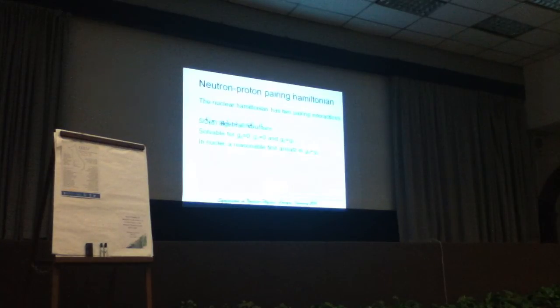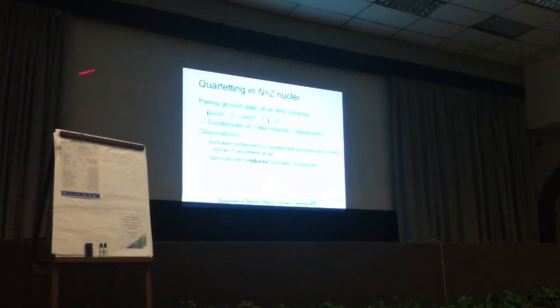And then you can ask yourself, do we have any condensate structure for neutrons and protons, just as we had for identical fermions? That happens to be the case. I look here at the specific case of N equals Z nuclei. If you have this pairing Hamiltonian, which I showed in the previous transparency, then the ground state of an N equals Z nucleus has this form, and this is like a quartet. This operator will create two neutrons and two protons, and they are coupled to zero in spin, in angular momentum and in isospin.